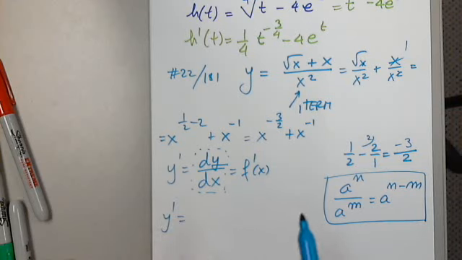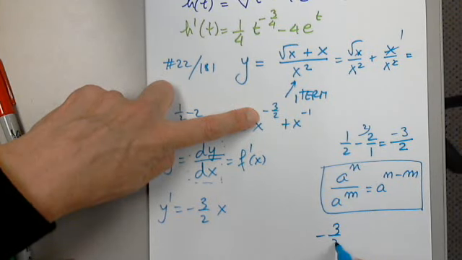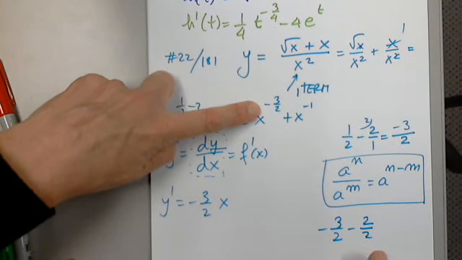So y prime equals, I bring down the power, and I subtract 1 from the power. Negative 3 halves minus 2 over 2, which is minus 1. So this is minus 5 halves.